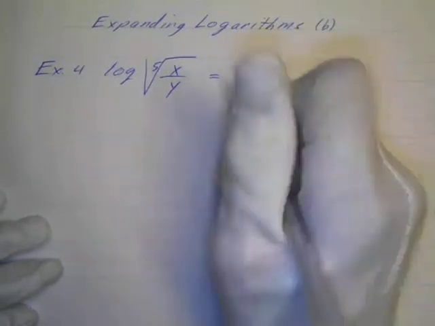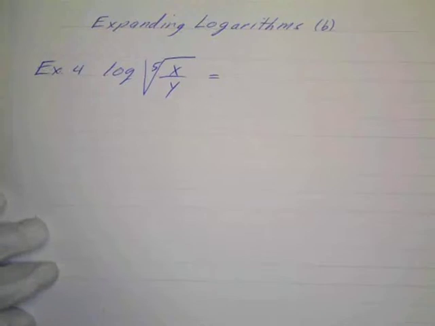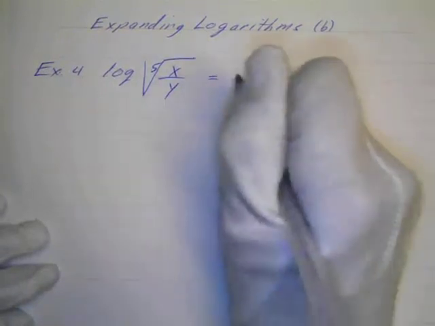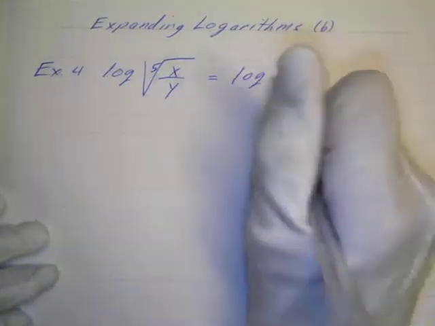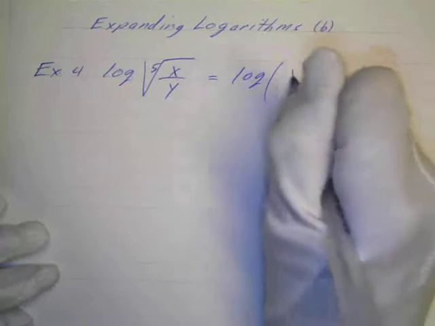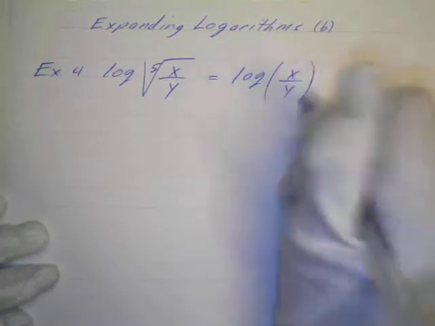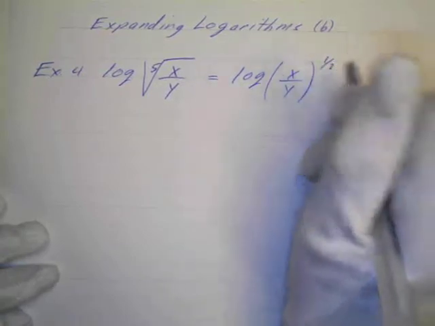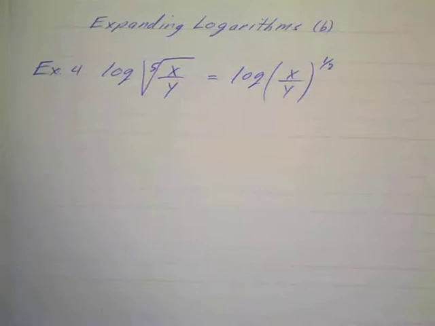And again, whenever we see roots, we don't want roots, so we'll write these as exponents, because none of our rules, our three properties, deal with roots. So we could write this as a log, and we would write x over y to the 1/2 power. Oh, I'm sorry, 1/5 power, excuse me. Fifth root is 1/5 power. Fix this up here.